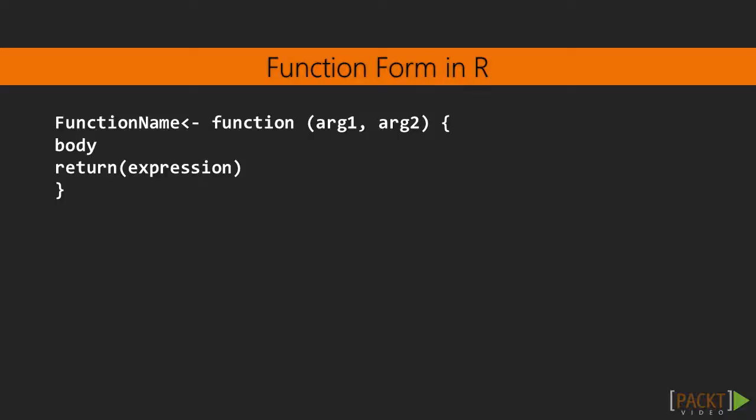In R, the function usually takes this form. Function name is the name of the function, and arg1 and arg2 are arguments. Inside the curly braces, we can see the function body, where a body is a collection of valid statements, expressions, or assignments. At the bottom of the function, we can find the return statement, which passes an expression back to the caller and exits the function. Using this, we can now create two R functions, addNum and addNum2.